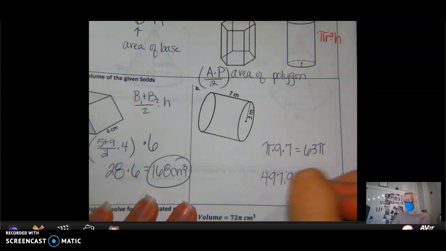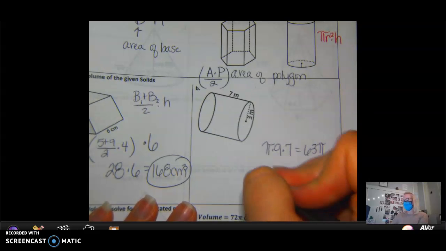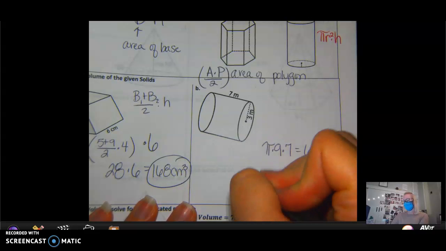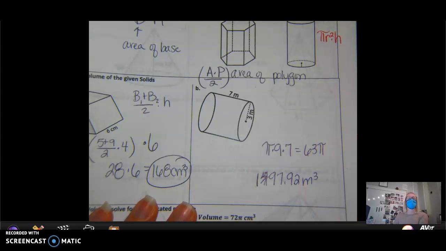Do you guys agree? 0.92? Oh, sorry. Yeah, that would make more sense. 197.92. Do you guys agree with that? And that is meters cubed.